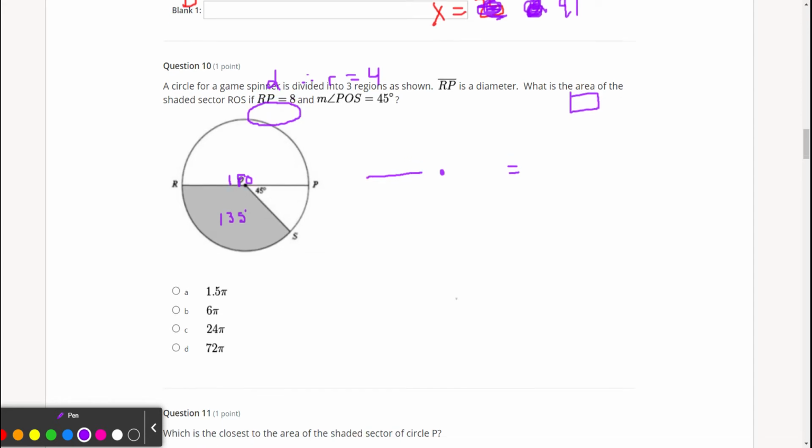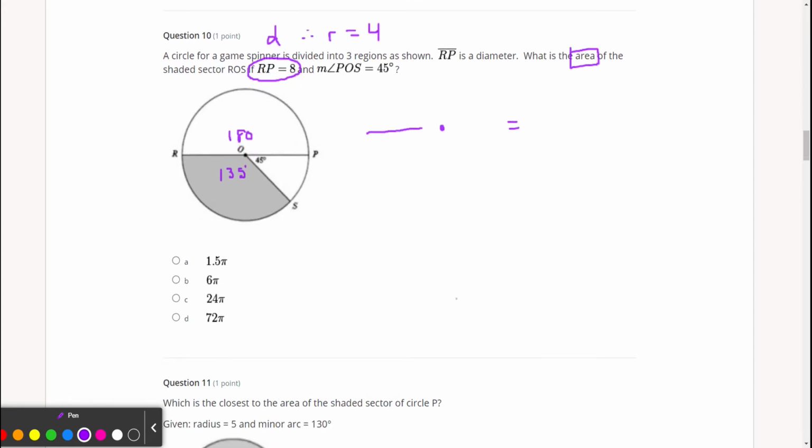Everybody got quiet thinking about question 10. So because I'm looking for the shaded sector, we got to do 180 minus 45 is 135. It's always the angle over 360. 360 always in the denominator, just like the hypotenuse in trig. Then area is pi r squared.